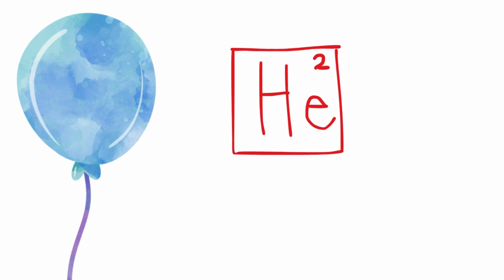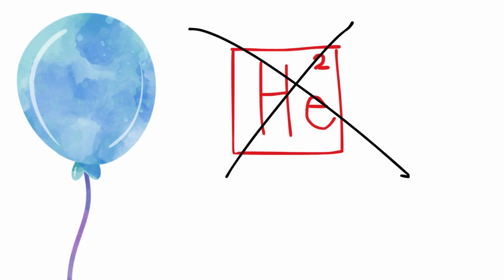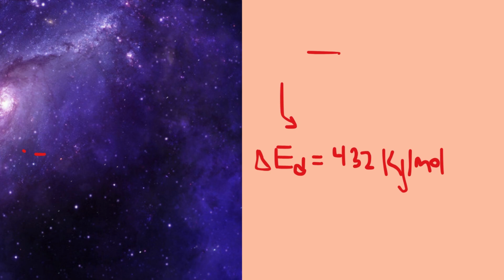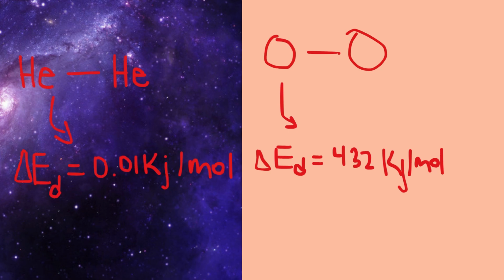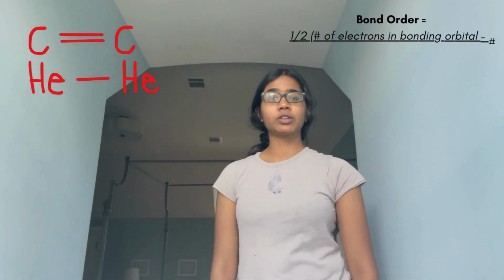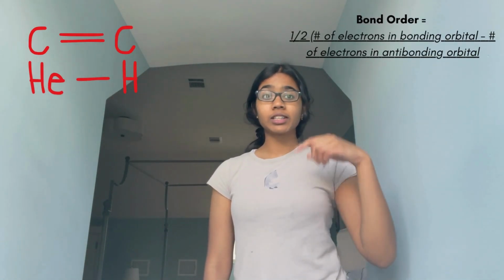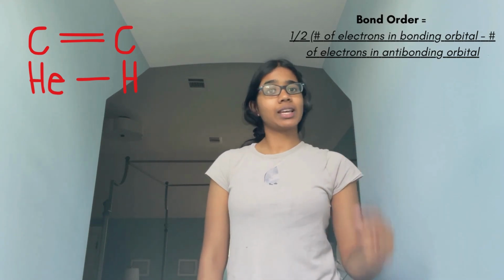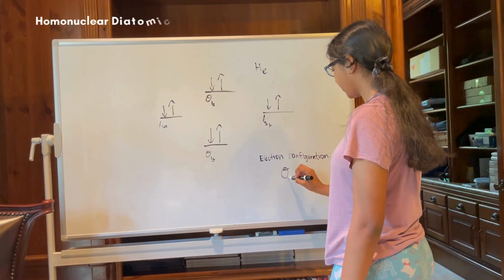Suppose the energy level diagram is similar to the one of dihelium, which is basically a non-existent molecule. In fact, its energy as compared to one of the strongest molecules like O2 is so minuscule that it makes sense. Well, bond order is calculated by taking the number of electrons in bonding orbitals minus the number in anti-bonding orbitals and divided by 2.